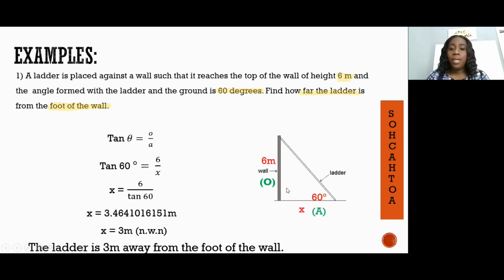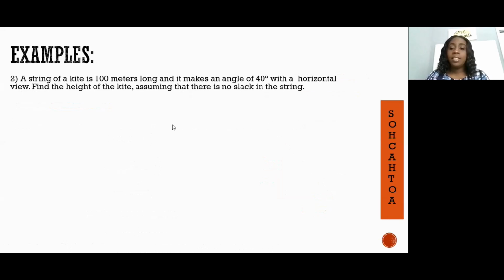All right, so let me clear all, and let's move to the next example. The next example says a string of a kite is 100 meters long and it makes an angle of 40 degrees with a horizontal view. Find the height of the kite, assuming that there is no slack in the string.